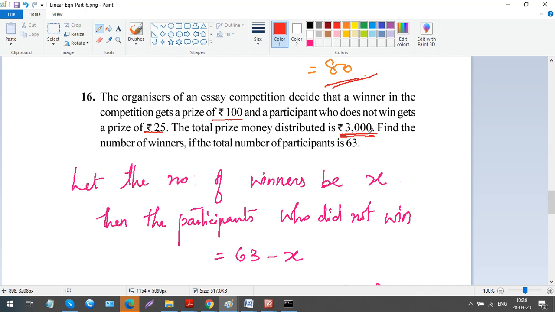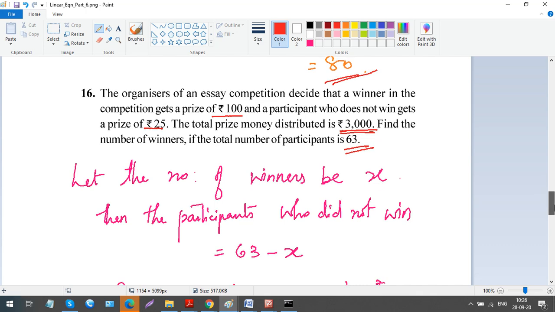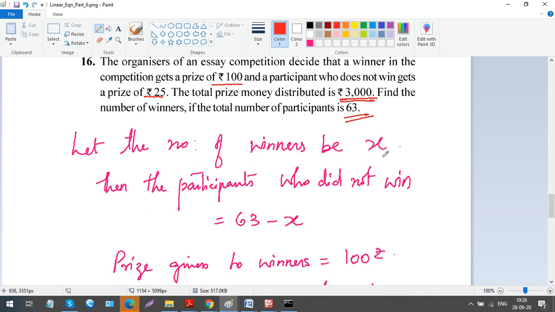So they are giving an amount of money to everybody. The ones who won are getting 100 rupees, and the ones who did not win get 25 rupees. And the total number of participants altogether were 63. So there are 63 members. You are supposed to distribute this money properly. So let us say that the number of winners is x, because they are asking you to find the number of winners, right? So we will say let the number of winners be x.